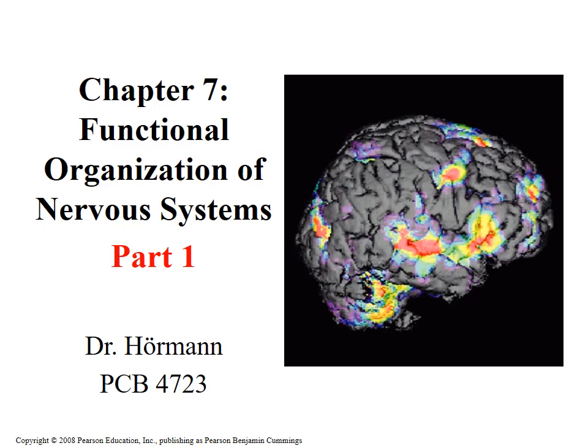Hello, everybody. You guys are in for a treat today. We are going to take a look at Chapter 7, which is all about the functional organization of the nervous system. And it might just be me, but I think it has a lot of interesting points. So without further ado, let's get started with our lecture.